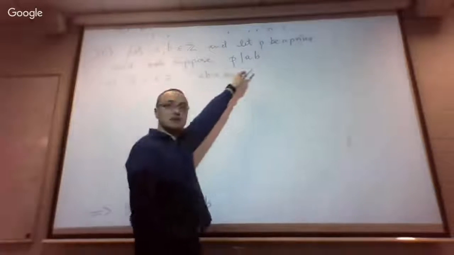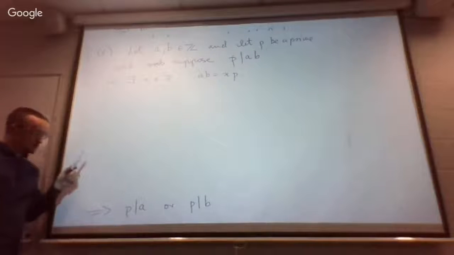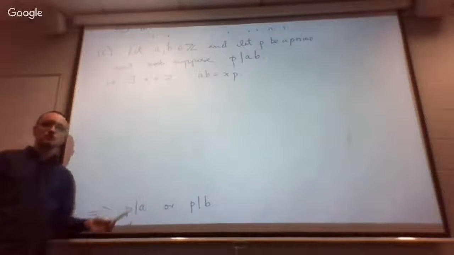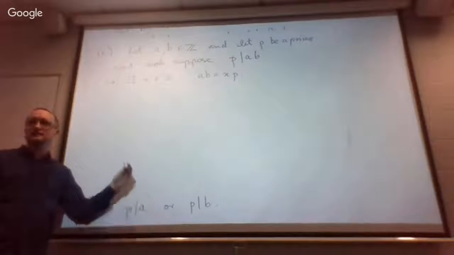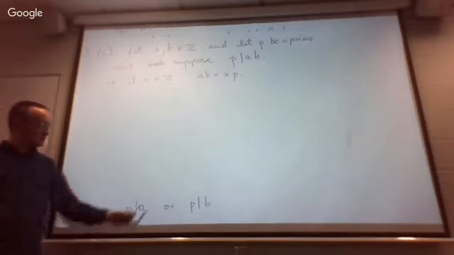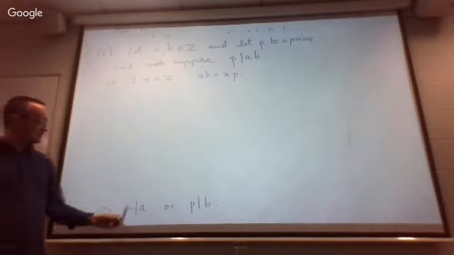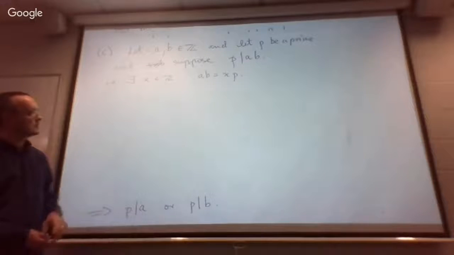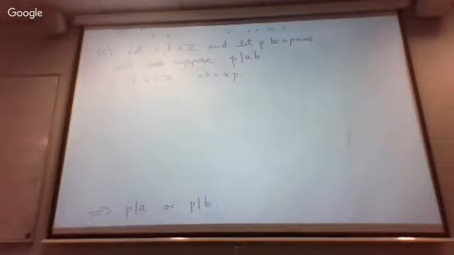Okay, we're going from a divisibility statement involving P and AB to reaching a desired conclusion, which is an or, a disjunction, to use the logical terminology, an or statement involving P divides A and P divides B. So it's not that surprising that there should be a proof in this direction.